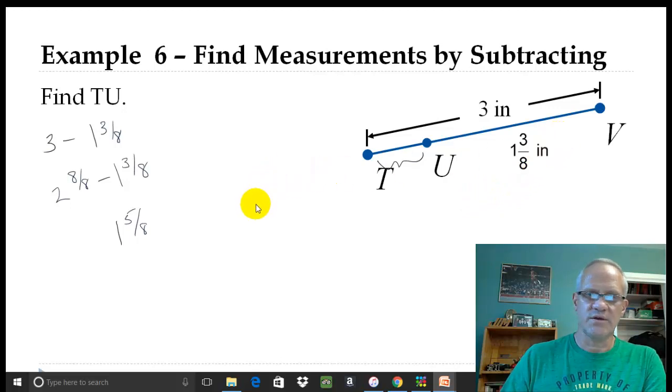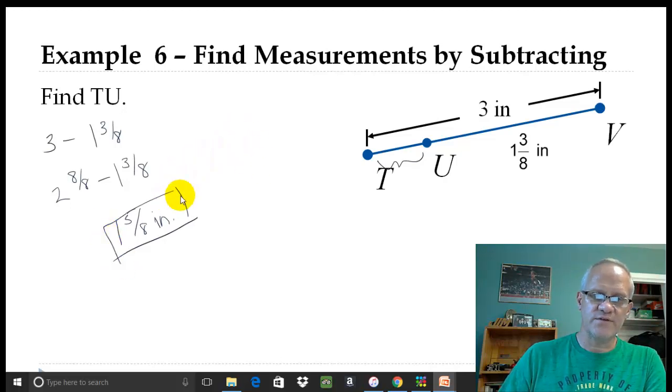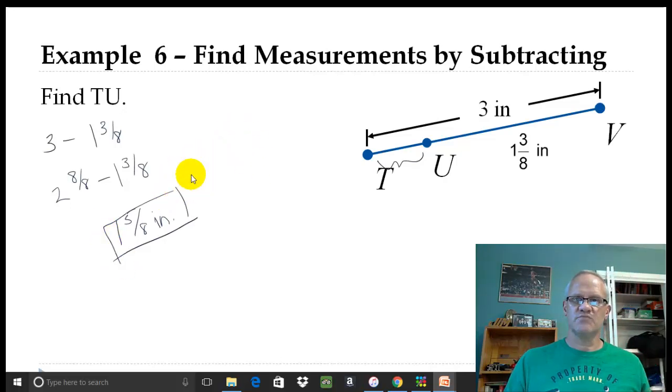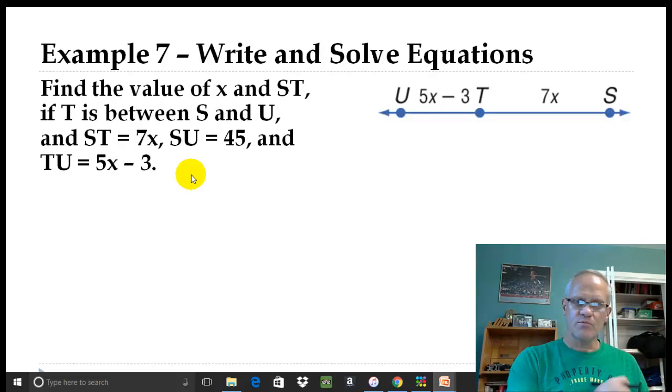And this would be inches. So 1 and 5/8 inches. Feel okay with that? Moving on.